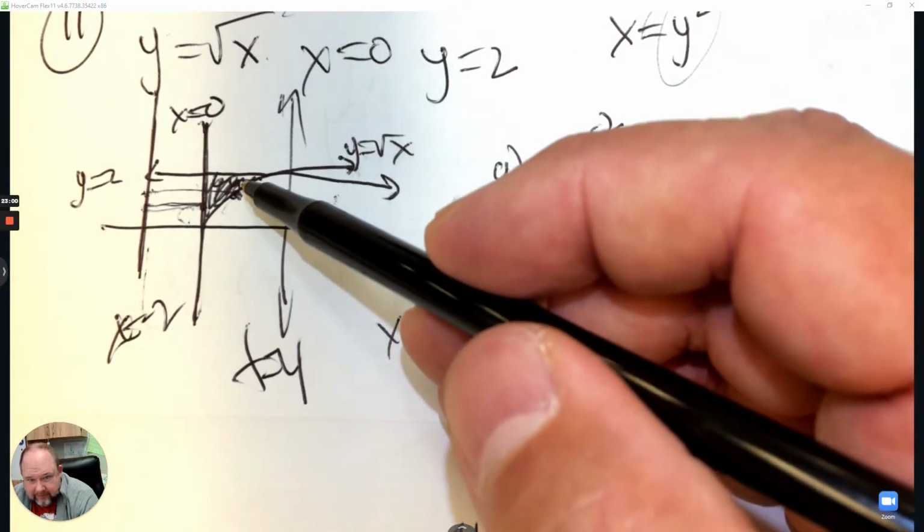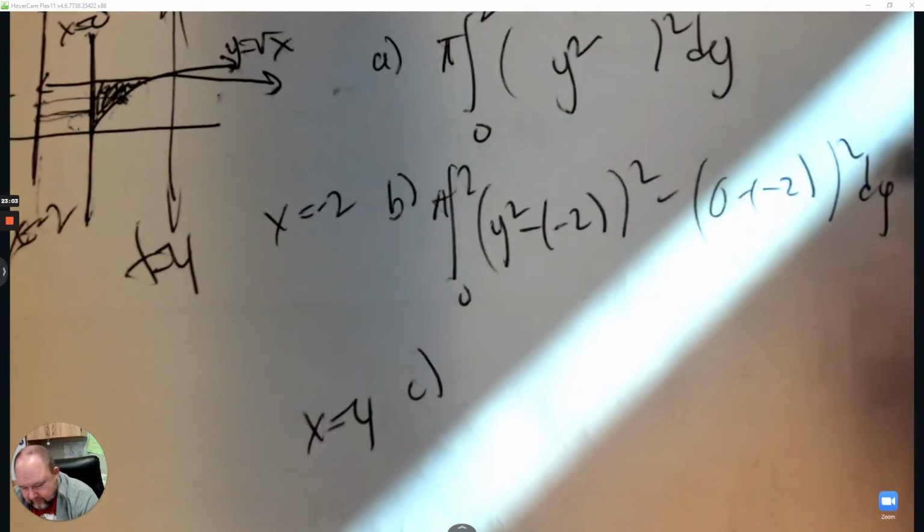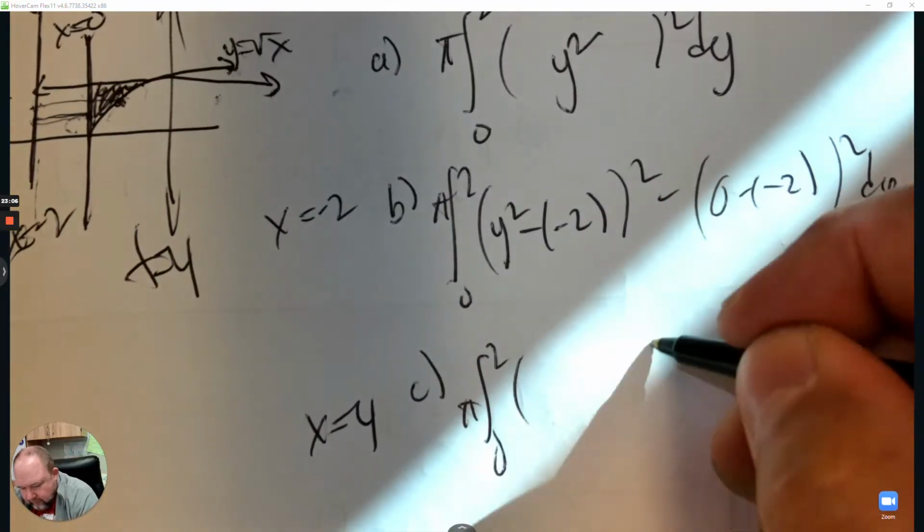So I take the same thing. There's a space there. So there's 2 circles.